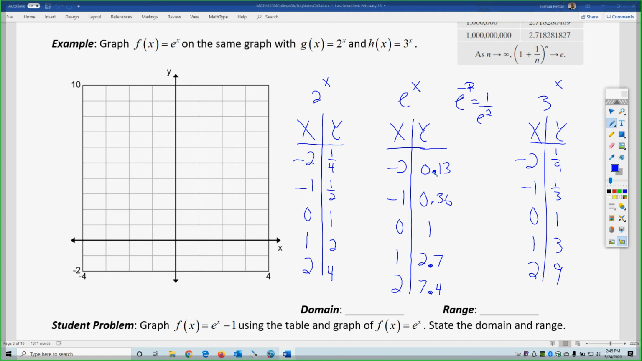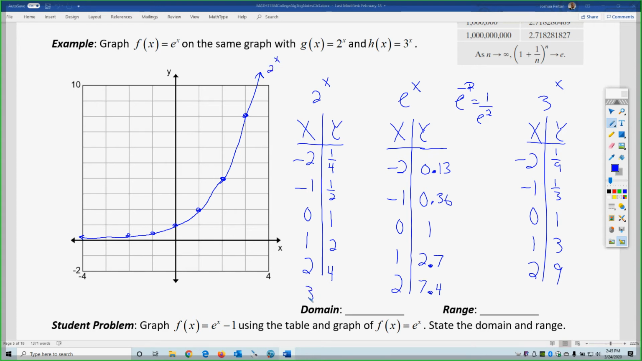So if I graph each of these, 2 to the x is at 1/4, 1/2, 1, 2, and 4. We graph the 2 to the x, and we get this. The next one will be 8: 1, 2, 3, 4, 5, 6, 7, 8. So there's 8, and there's our 2 to the x.